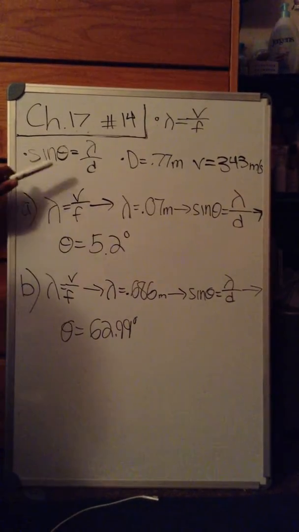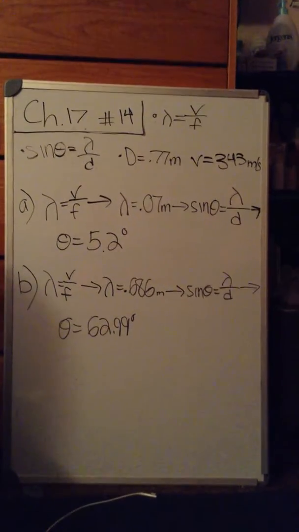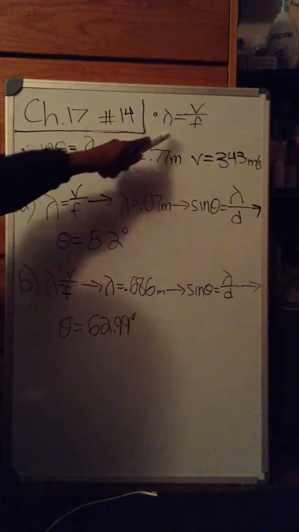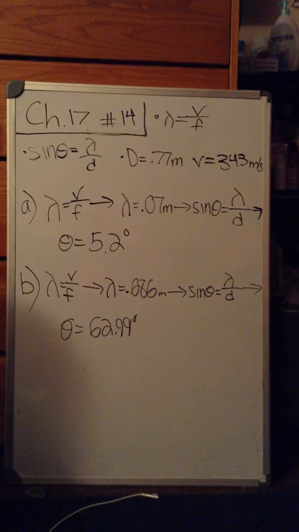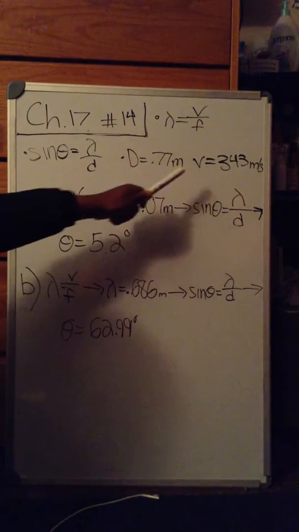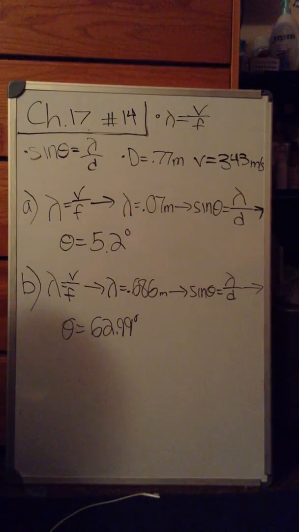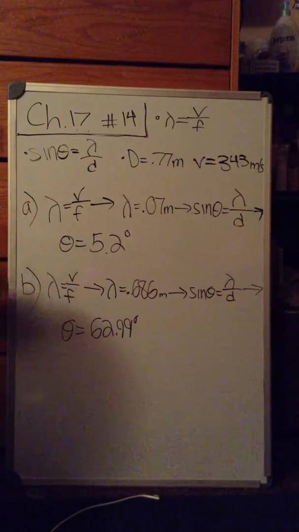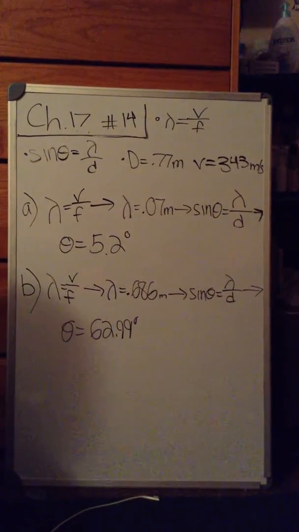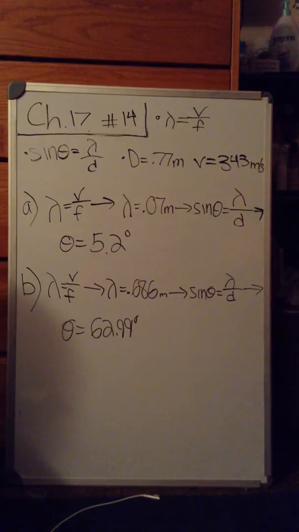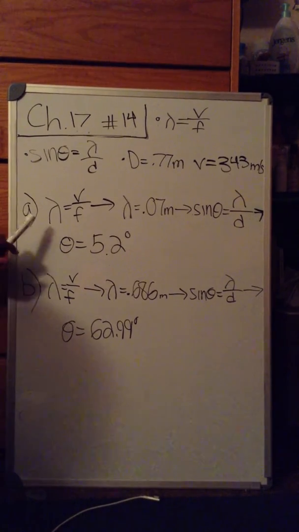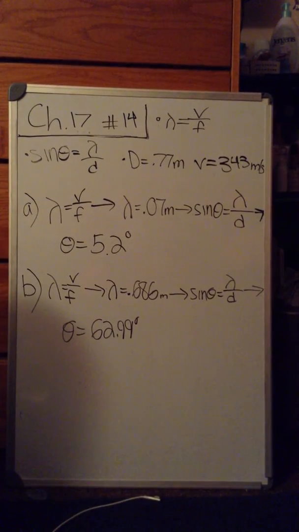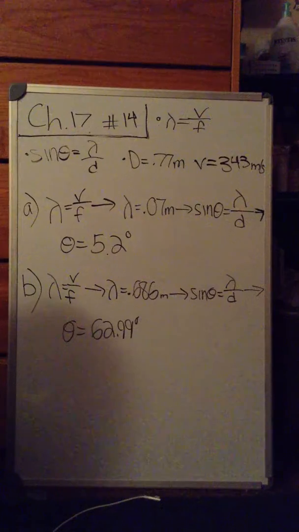But the first thing we have to do in order to solve this equation is calculate our lambda, and we use this equation here. Lambda equals velocity over frequency. They give us our velocity, and they also give us our respective frequencies. In A, the frequency is 5,000 hertz, and in B, the frequency is 500. When we solve for our wavelength in part A, we find our wavelength to be 0.07 meters.